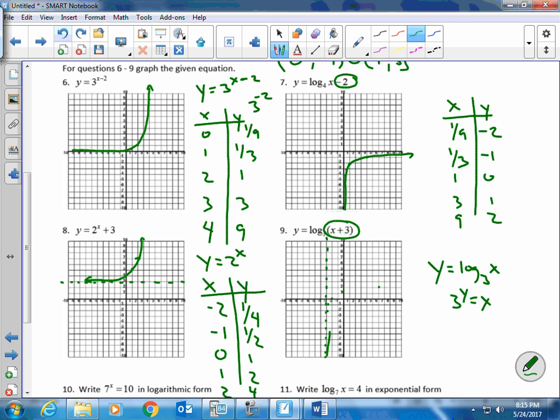Wow. I have a big pen. It's hard to write. Comes along the asymptote, curves, and passes through my points. I missed by a little bit. Okay?